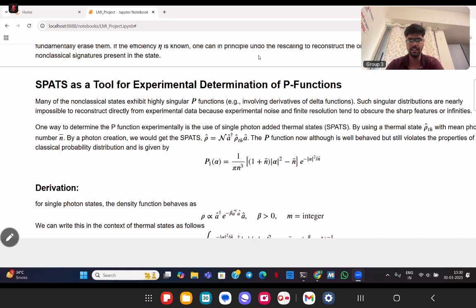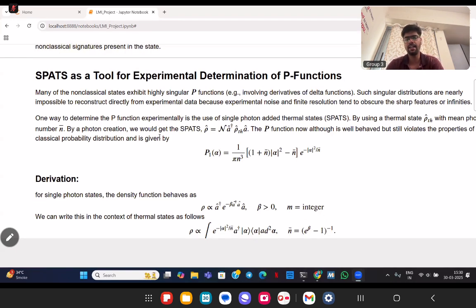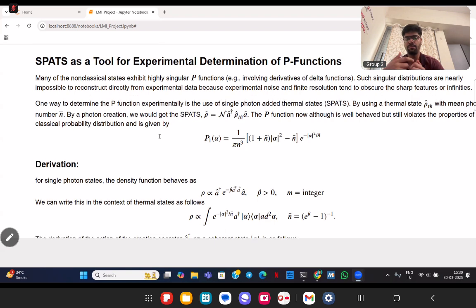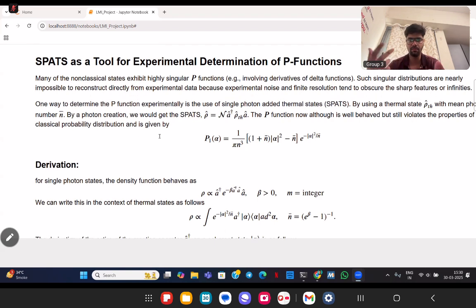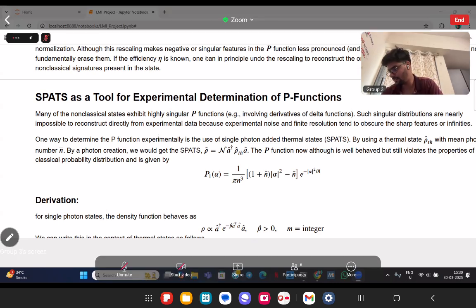Let me outline what we will derive for SPATs on the board. We'll first start with a thermal state ρ_th with mean photon number n bar, and then by adding a photon to it, we create our SPATs ρ. After normalization, we'll obtain the final beautifully simple form, which is shown here on the screen. So I'll derive it now.